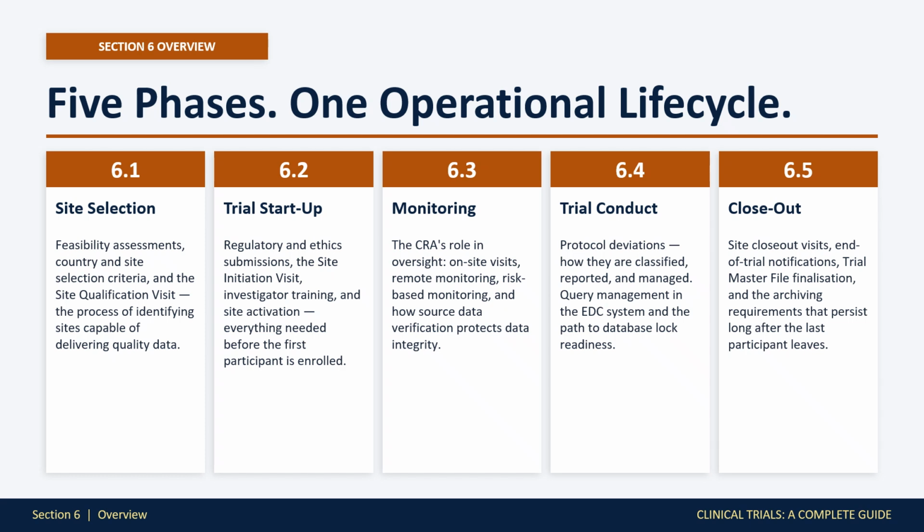Section 6 covers 5 operational phases that together make up the complete trial lifecycle. Lesson 6.1 covers site selection and feasibility, the process of identifying and qualifying investigative sites before the trial begins. Lesson 6.2 covers trial startup, everything from regulatory submissions to the site initiation visit and site activation. Lesson 6.3 goes deep on monitoring, the CRA's core activity, including on-site, remote, and risk-based monitoring approaches.